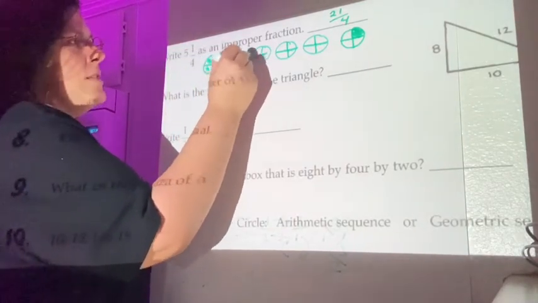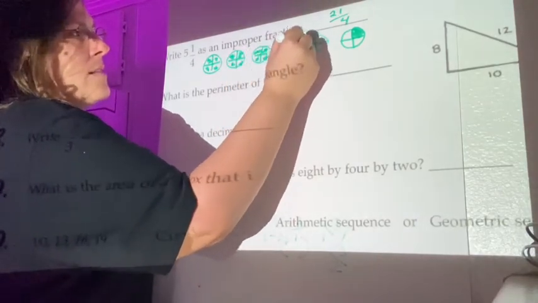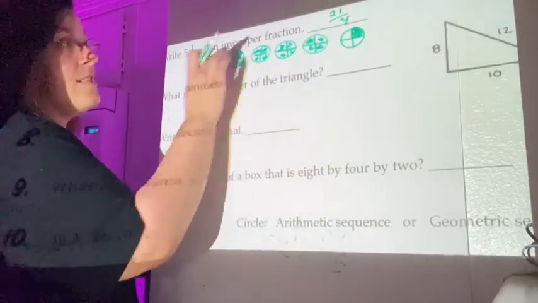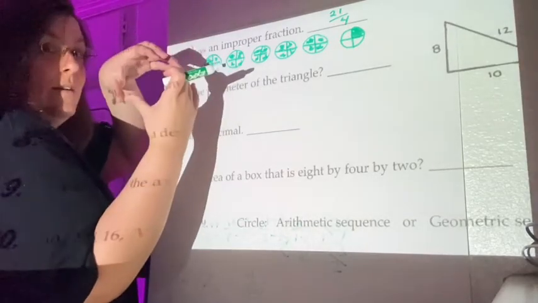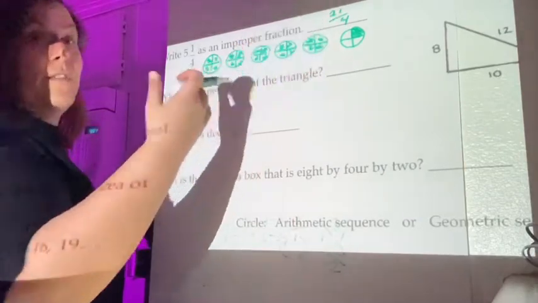And since you have all these pieces, first off, if it's pizza, you're having a great night. So you have all these pieces. And what they want you to do is that the four on the bottom stays because it's still cut in fours. Since the whole is still cut into four pieces, that stays. They just want to know how many pieces of the fours you have.